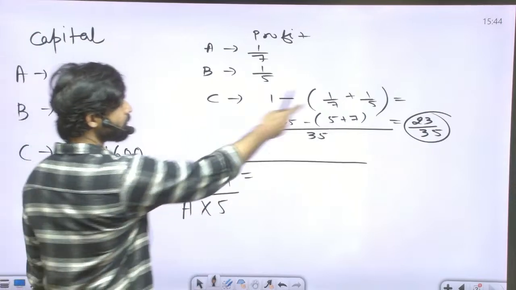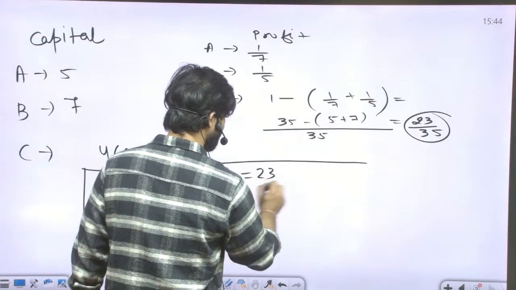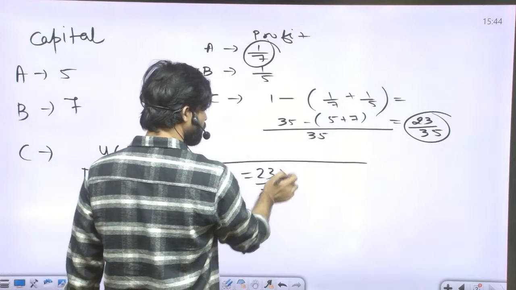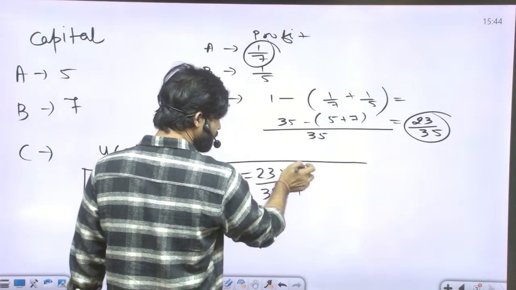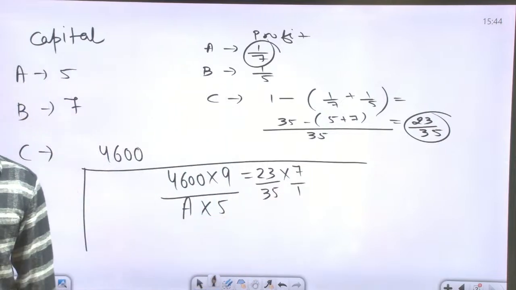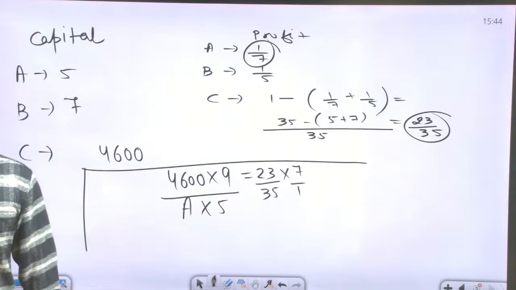So what is the profit of C? Profit of C is 23 by 35. What is the profit of A? 1 by 7. So this 1 by 7 will be written as, any problem? This is the simplest way to do the question.